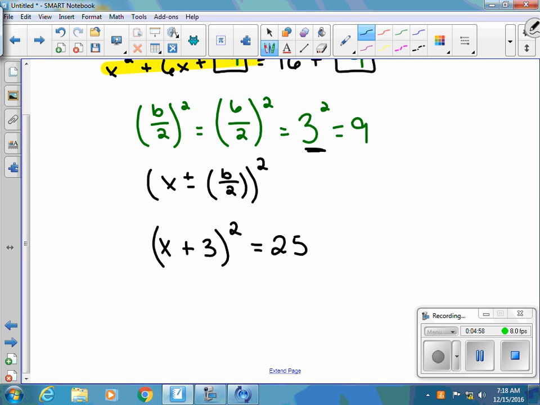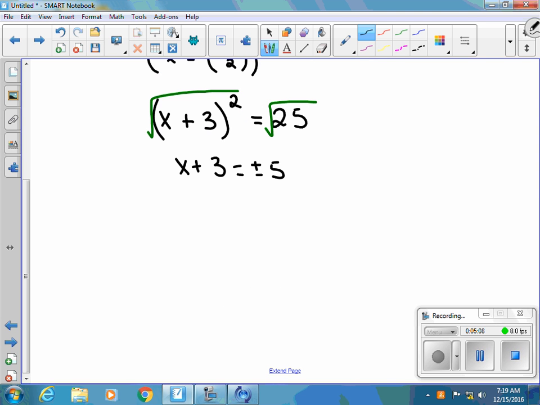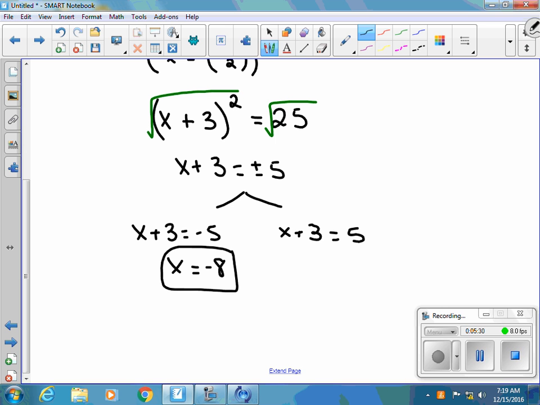I need to get rid of the square, so I take the square root. This now leaves me with x plus 3 equals plus or minus 5. Because when we take the square root of any number, it's going to give us the positive and negative values. I can now split this off in order to solve for x. So I have x plus 3 equals negative 5, x plus 3 equals a positive 5. Solve it algebraically, we get negative 8 and a positive 2.